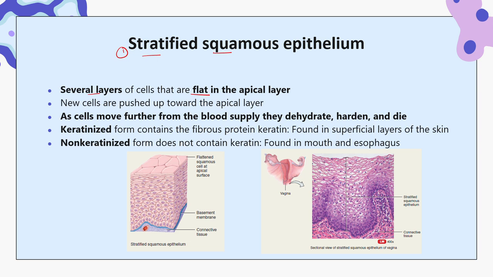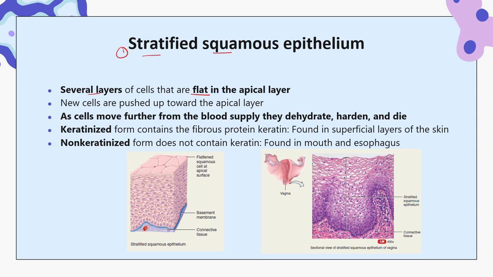We have seen three surfaces of epithelial tissue: apical surface, lateral surface, and basal surface. Apical means the surface which is present at the lumen. Lateral surface means the surface towards the adjacent cells. And the basal surface means the surface between the cell and the basement membrane, right? As stratified epithelial tissue contains multiple layers, cells are pushed up towards the apical surface. As cells move further from the blood supply, they dehydrate and harden, and they die, right?